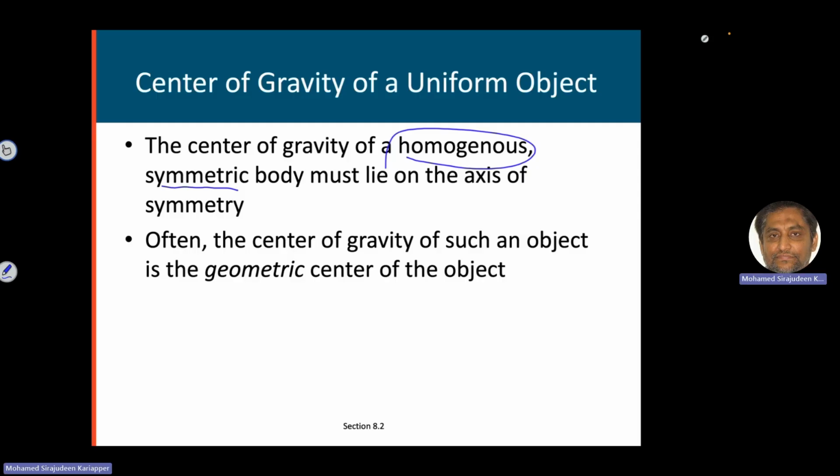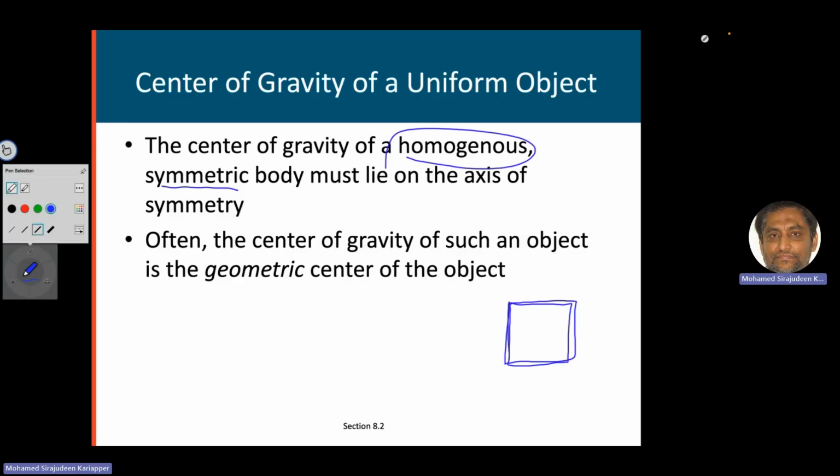Let me take a square. Let's say it's a square sheet made of the same material, homogeneous. Everywhere it's the same density, and the center of gravity will be at the geometric center. So it must be lying on its symmetry axis. The center of gravity must be on the symmetric axis.